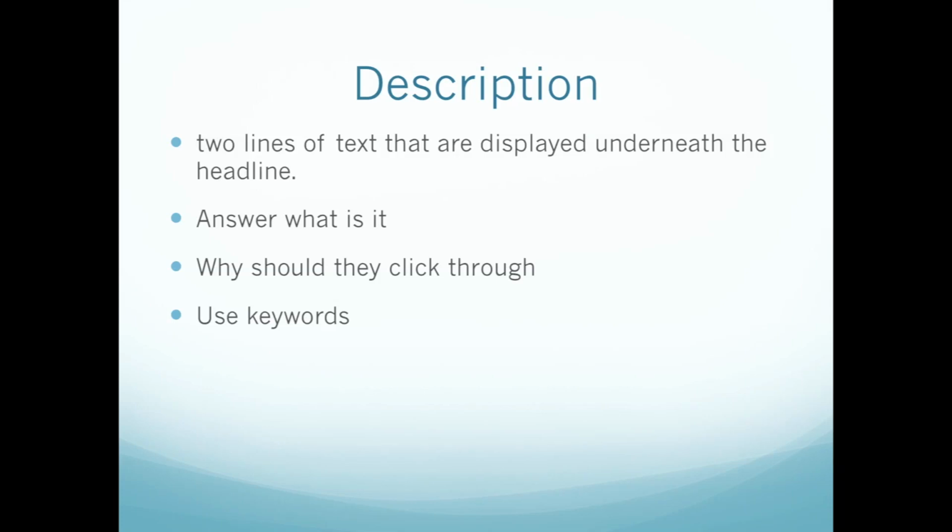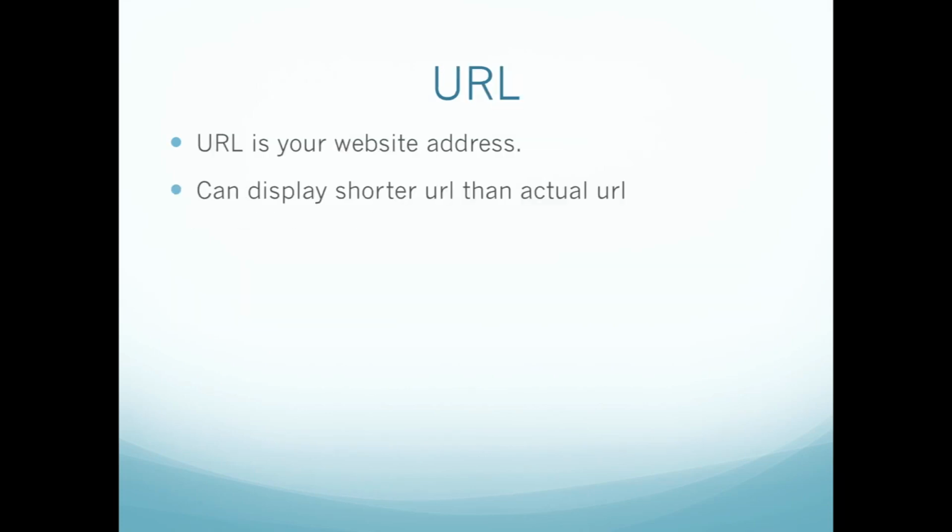The description has 2 lines of text that are displayed underneath the headline. So you're going to answer like, what is it? Why should they click on it? And use the keywords that your audience are going to be searching for in Google. The URL is your website address. You're going to have to include that as well, and you can just have it display one that's actually shorter than the actual one. So if you're linking people to an inside page that has some crazy URL, you can shorten it.